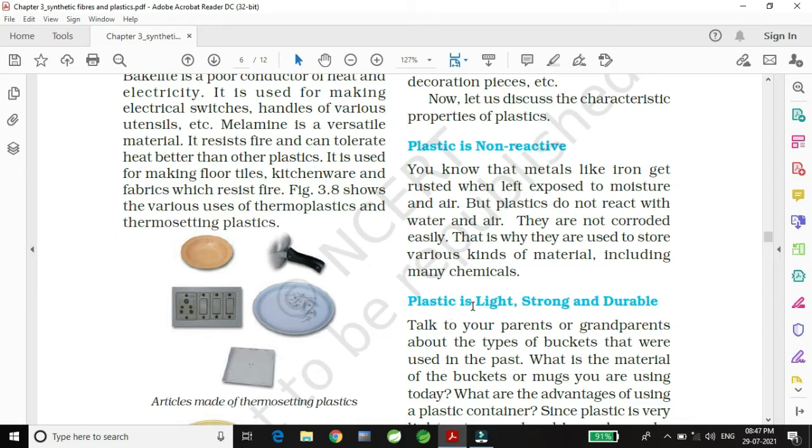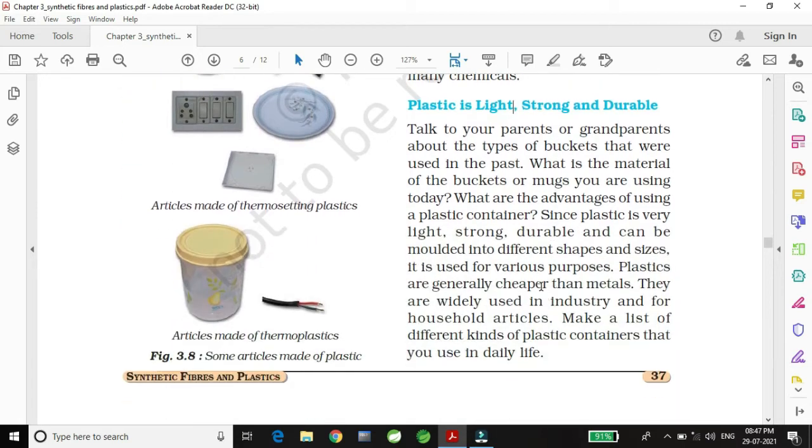The second characteristic of plastic is that it is lightweight, strong and durable. Talk to your parents or grandparents about the types of bucket that were used in the past. What is the material of the buckets or mugs you are using today? What are the advantages of using plastic containers? Since plastic is very light, strong, durable and can be molded into different shapes and sizes, it is used for various purposes. Plastics are generally cheaper than metals. They are widely used in industry and for household articles.